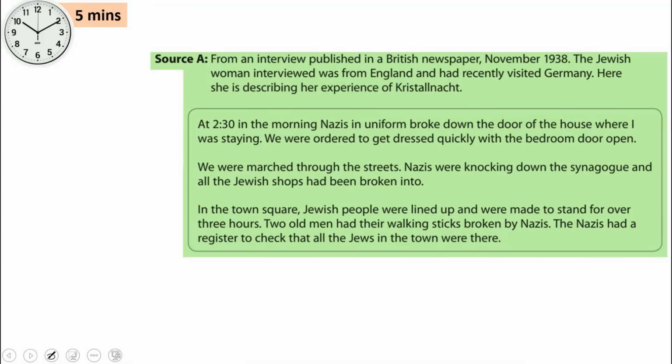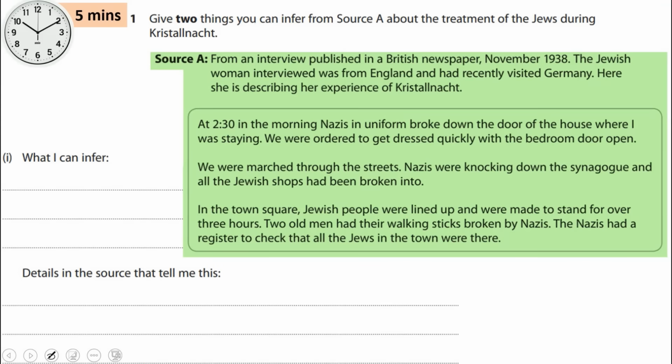Straight into it. So question 1 is a source-based question. For this one, what you have to do is make inferences. As with any source-based question, start off by reading it carefully, and you will want to read through and underline any key information that you spot as you go. So the source that I've got here in front of me, I'm going to start off by just underlining or highlighting anything I see that's important.